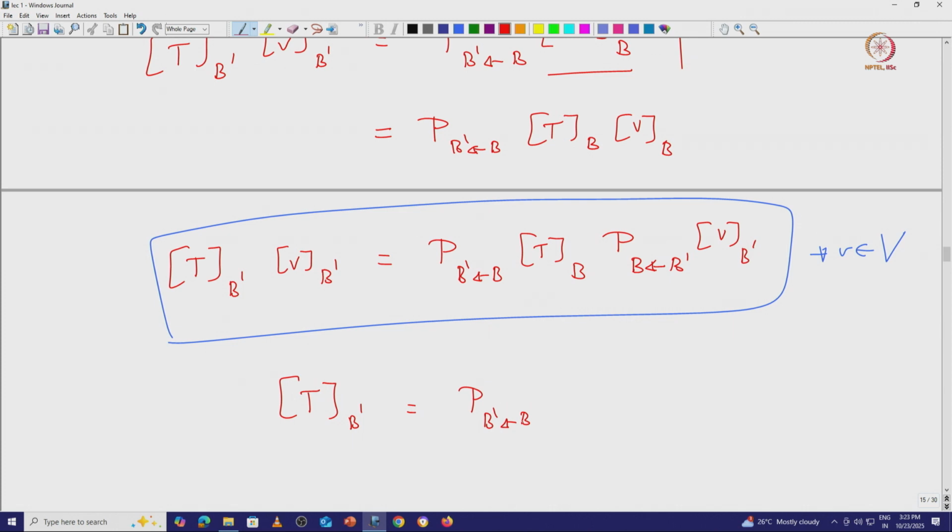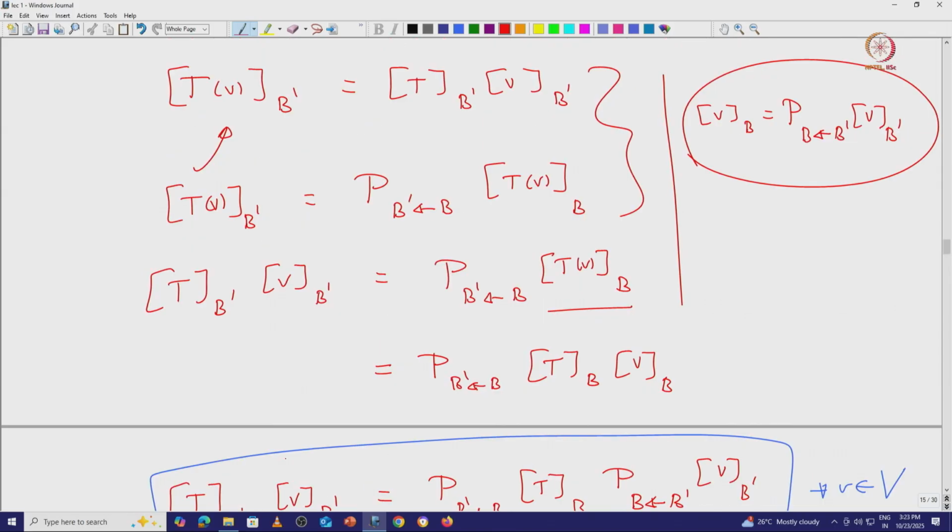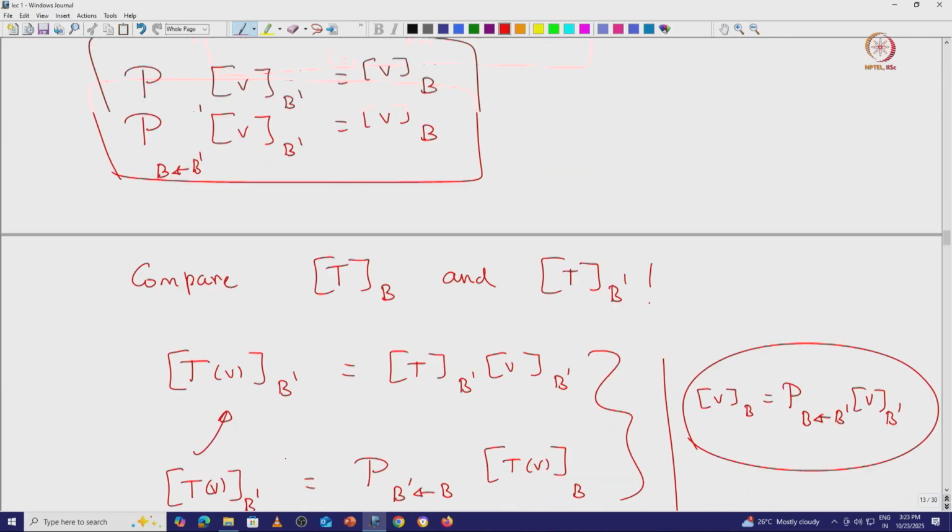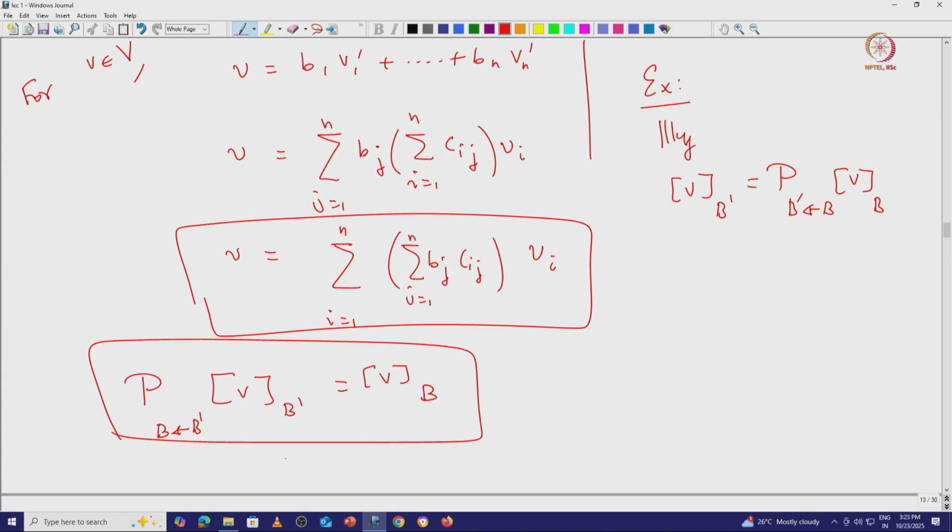The change of basis matrix from B to B dash times the matrix representation of T with respect to B times the change of basis matrix from B dash to B. Okay. So, this is what we get. So, now it is a very simple exercise that using these two equations, equation 1 and then equation 2, it is easy to prove that these two matrices are inverse of each other.